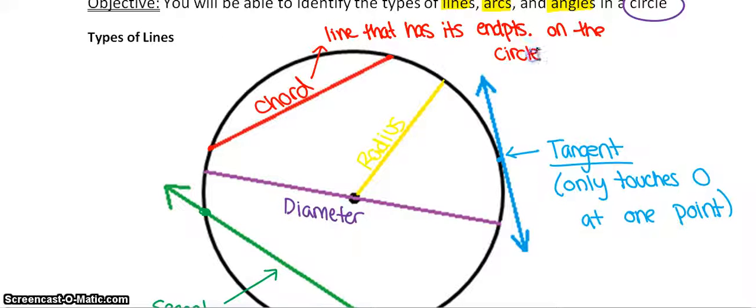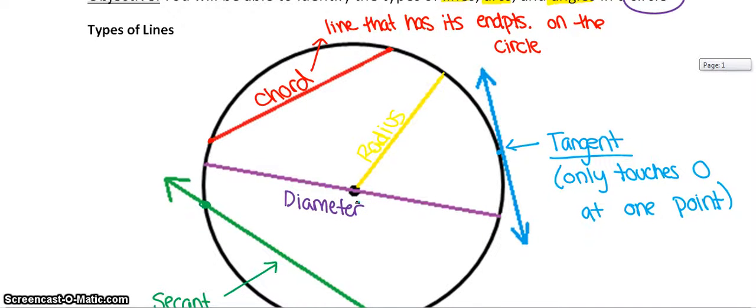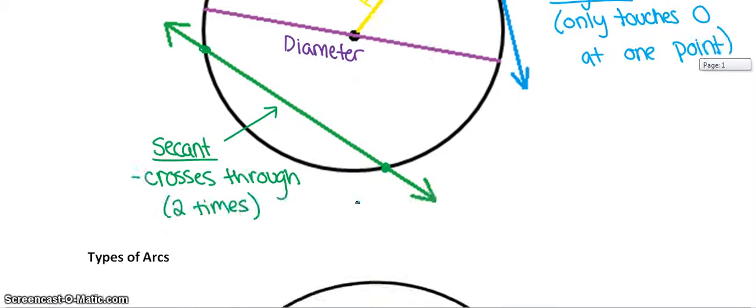Okay, so this is important what I'm about to say. I'm not going to write this down, so please listen. The diameter is an example of a chord because it has its endpoints on a circle, but it's a special kind of chord that goes through the center, so we call it a diameter instead of a chord. Okay, but the diameter is an example of a chord.